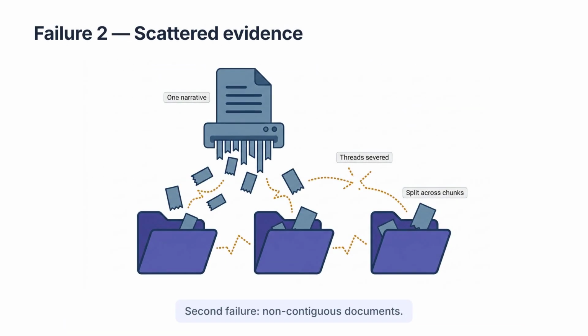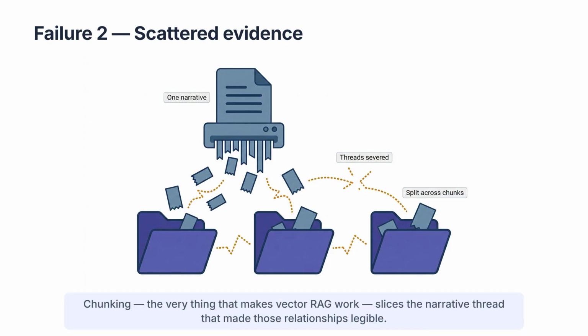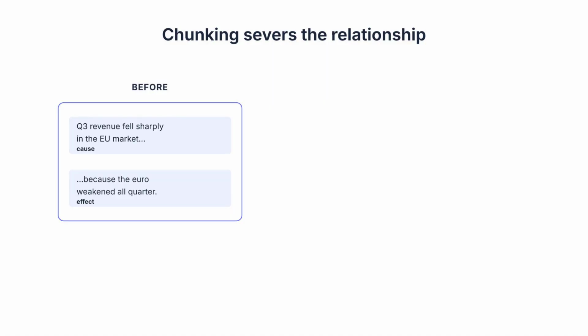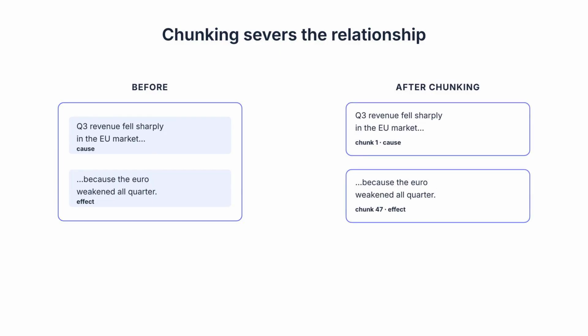Second failure, non-contiguous documents. Real answers are often spread across many pages and files. Chunking, the very thing that makes vector RAG work, slices the narrative thread that made those relationships legible. The clue in chunk 3 and the payoff in chunk 90 never meet. Let's make that concrete. On the left, a connected passage where a cause links directly to its effect. On the right, after chunking, those two halves land in different boxes with no edge between them. The information still exists, but the relationship that made it useful has quietly evaporated.